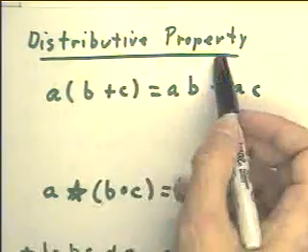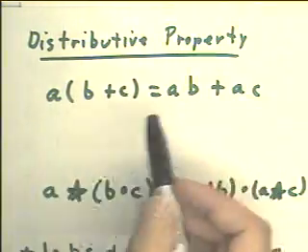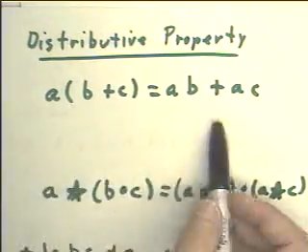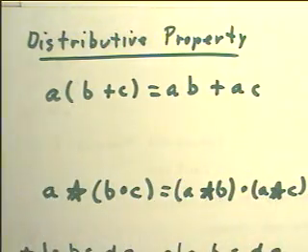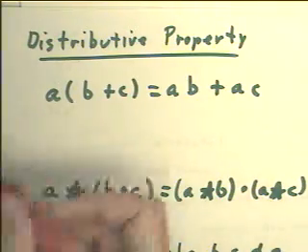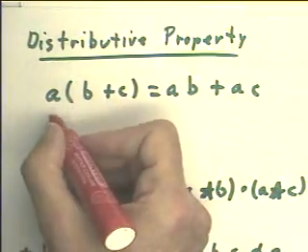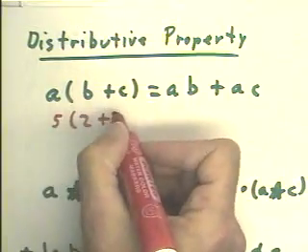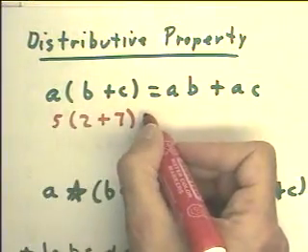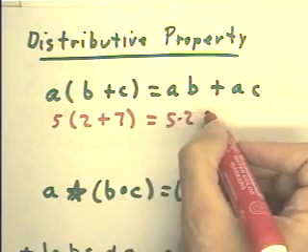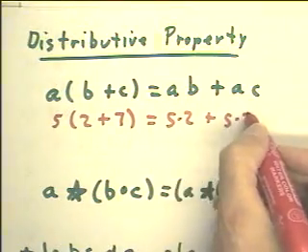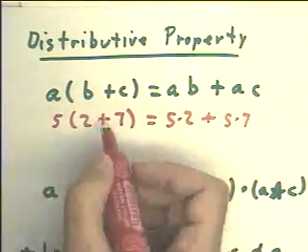The distributive property of multiplication over addition is expressed like so. And this is a property that we're pretty familiar with. For example, we know that 5 times (2 plus 7) should equal 5 times 2 plus 5 times 7. And we can verify that.